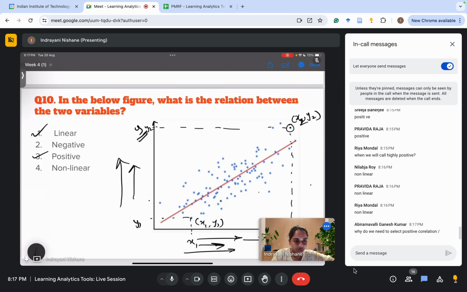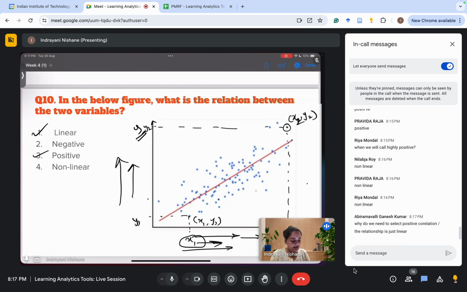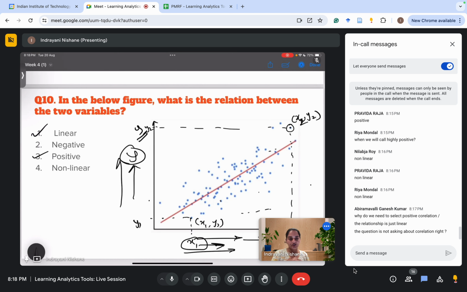Okay, so why do we need to select positive correlation? The relationship is linear, but an increment in the x variable value is also resulting in an increment of the y variable value, right? Here, as your x value is increasing, your y value is also increasing. So that means there is a positive relationship between them. When we are increasing one variable, if the other variable is also increasing, that's a positive relationship. And if an increment in one variable results in a decrement in another variable, that's a negative correlation.